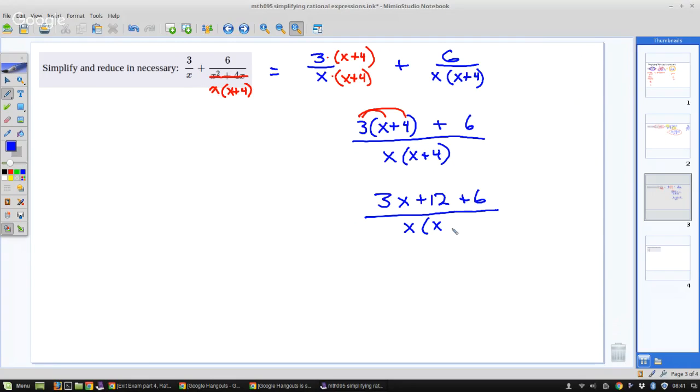And then we have some common like terms there. 12 and 6 is 18, so that's 3x plus 18 in the top, for x times x plus 4. And 3x plus 18, that factors, right? We can pull a 3 out of that. And I'm factoring it to see if anything cancels. So 3 times x plus 6. Nope, nothing cancels.